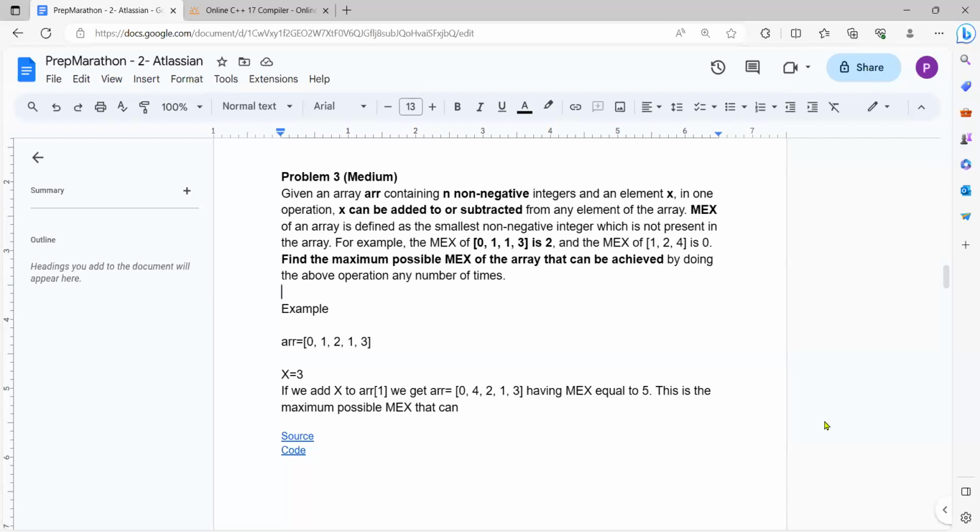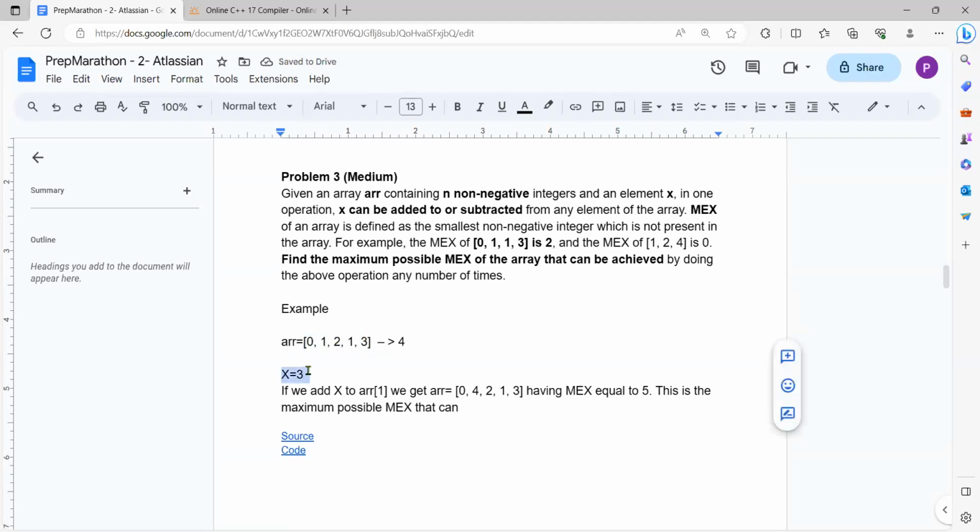Take the example. Okay, with the example you can get some slight hint. You have two ones present there, and you can get 4 from it, like 1 plus 3 gives you 4. So in this way you are able to increase the MEX. So what is the MEX of this array? MEX of this array is 4 because 0 is present, 1 is present, 2 is present, 3 is present, 4 is not present. MEX of this is 4.